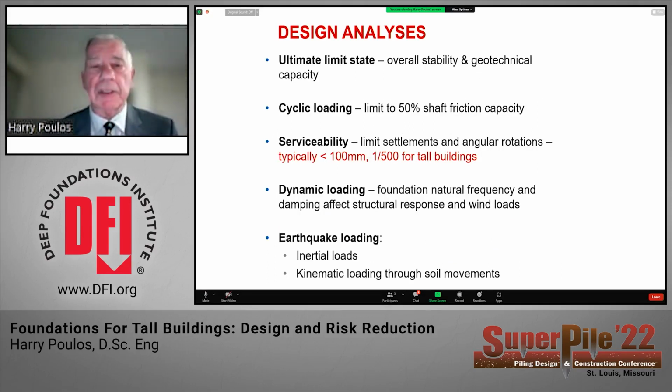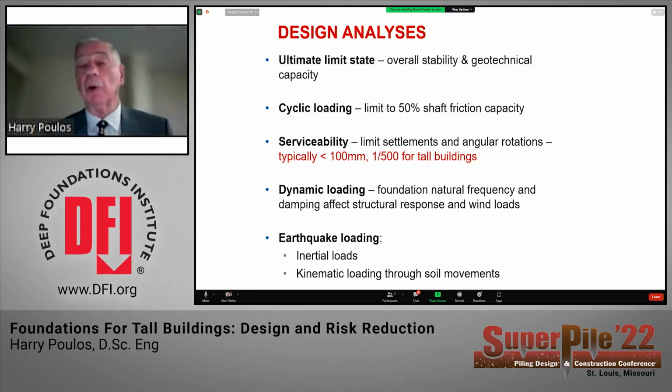The design analyses that we do, ultimate limit state, involve looking at the overall stability and the geotechnical capacity of the foundation. And we also look at cyclic loading and try and limit that to reduce the risk of getting degradation of shaft friction. And so we try and limit the cyclic loading component of the loads to no more than 50% of the shaft friction capacity.